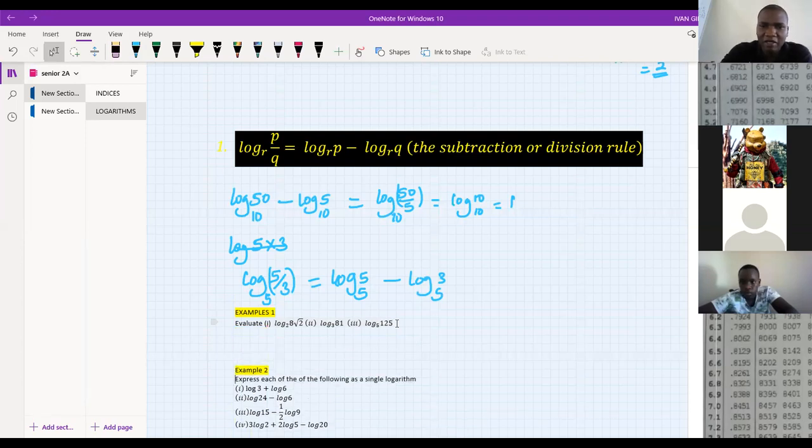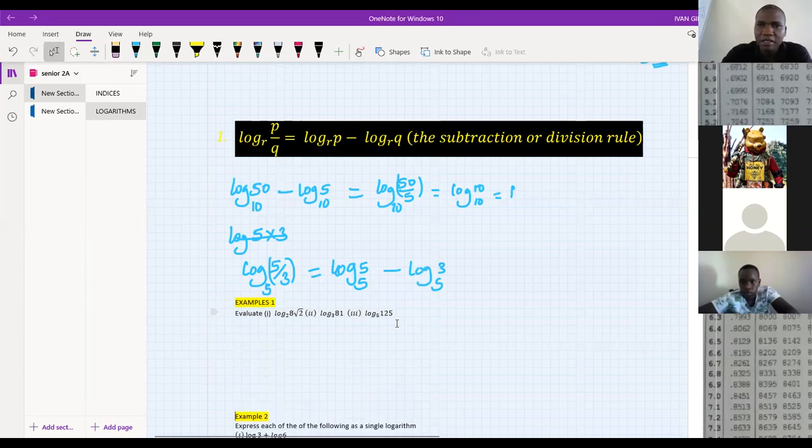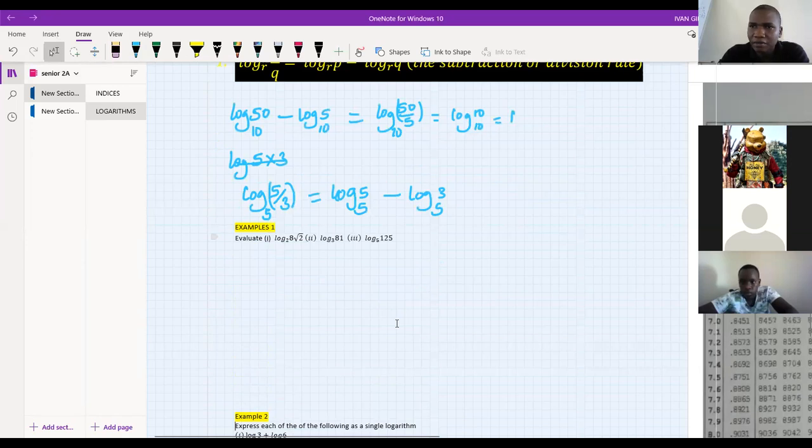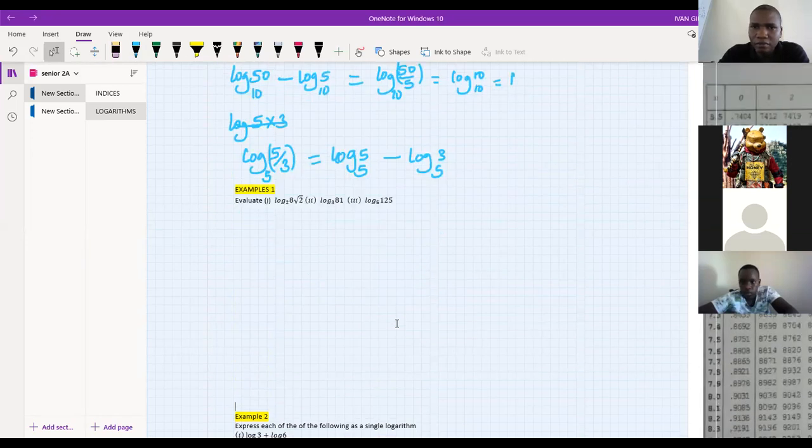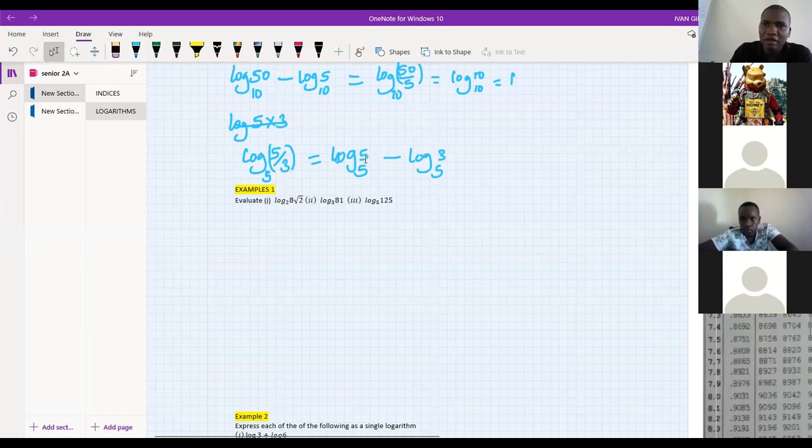They're saying evaluate Roman number 1. Excuse me, teacher. Yes, please. On that second example, we can have this as 1, isn't it? Do you stop there or you continue? Yeah, you continue here. Is it okay to stop there? Can they mark you?